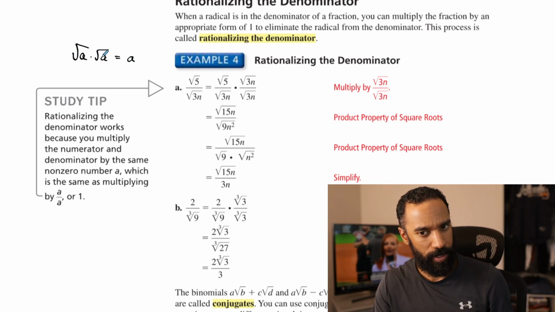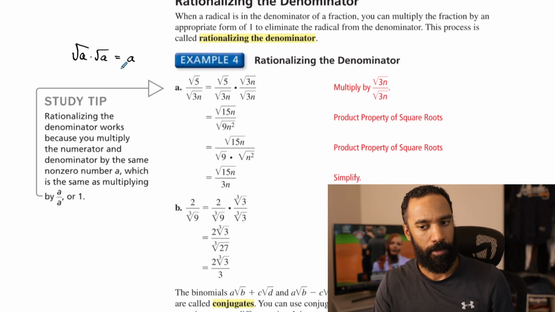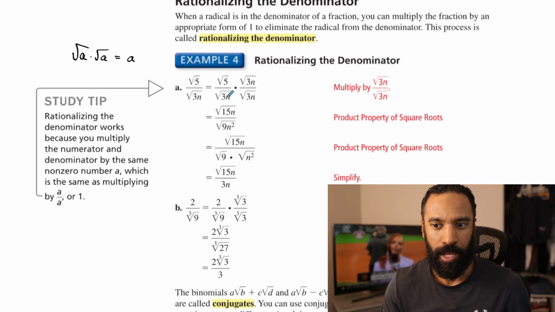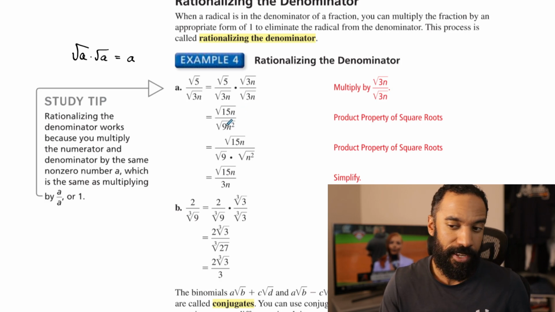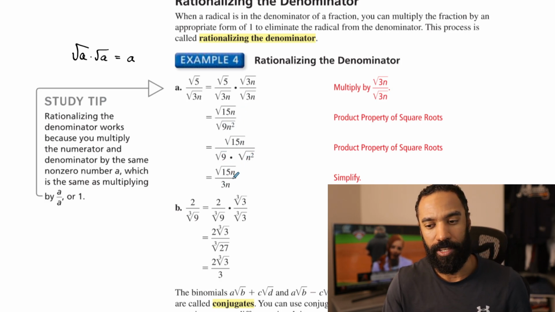Multiplying something by itself exactly in a single term process. They'll show you by actually doing 3 times 3 is 9, n times n is n squared. You know what the square root of 9n squared is? Square root of 9 is 3, square root of n squared is n.